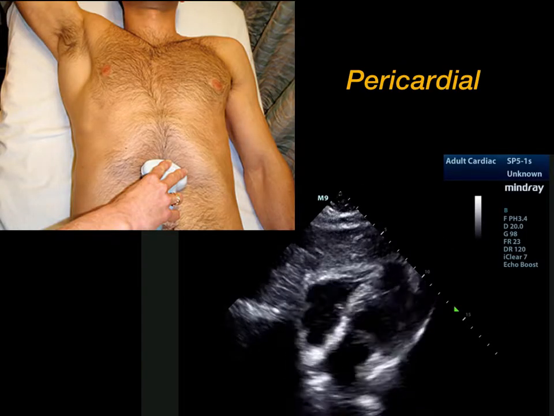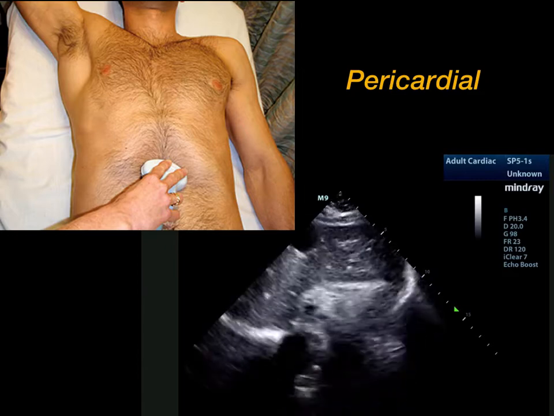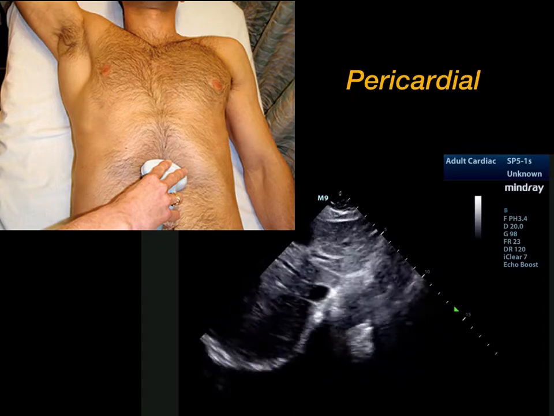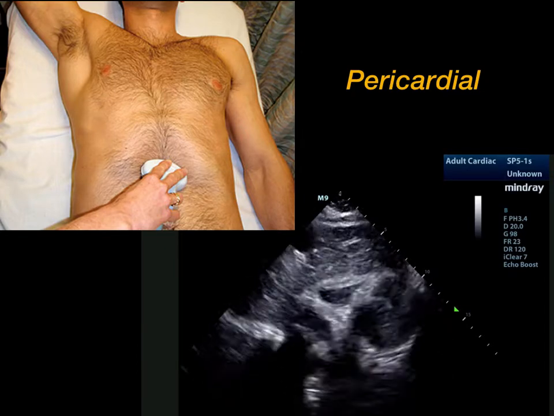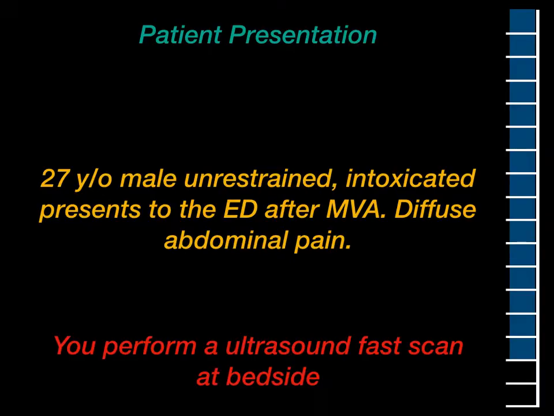And here is the pericardial view in the subxiphoid region, demonstrating appropriate placement of the ultrasound probe, the heart chambers, and the pericardium. Hopefully you know how to perform a fast scan now, because a 27-year-old male unrestrained intoxicated driver just presented to your emergency department after a motor vehicle accident. He complains of diffuse abdominal pain, and you decide to perform an ultrasound fast scan at the bedside.